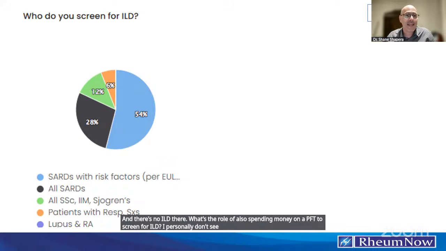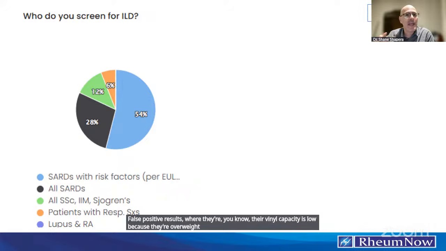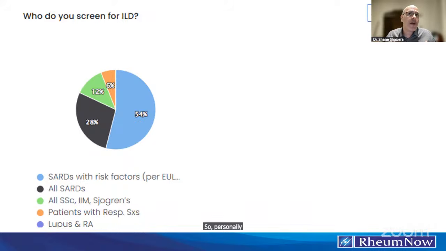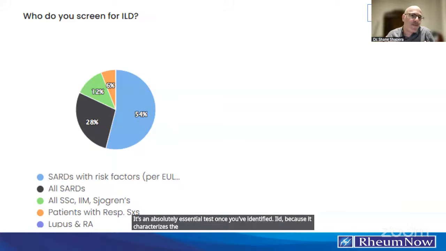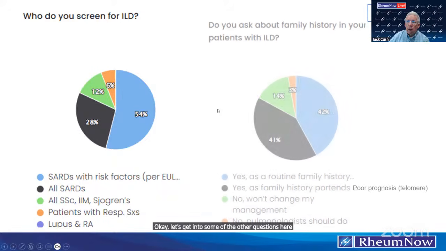I think you're much more likely to get false positive results where their vital capacity is low because they're overweight or because of their ethnicity, and their diffusion capacity is low because of anemia or some other pulmonary hypertension. So personally, I don't find that PFT is a great screening test. It's an absolutely essential test once you've identified ILD, because it characterizes the ILD. But personally, I don't use PFTs as part of my screening, or at least I wouldn't if I was a rheumatologist.